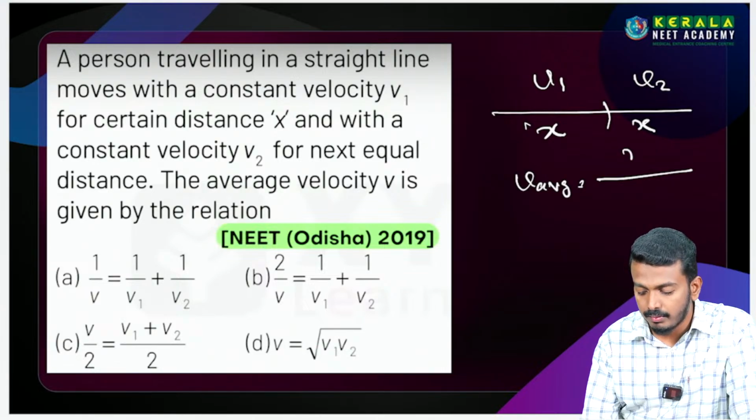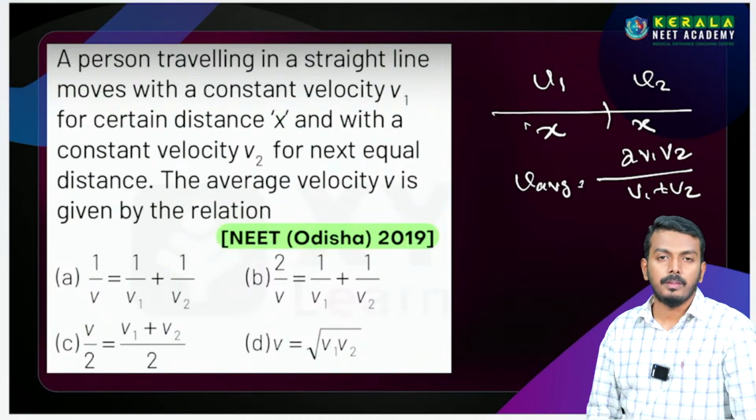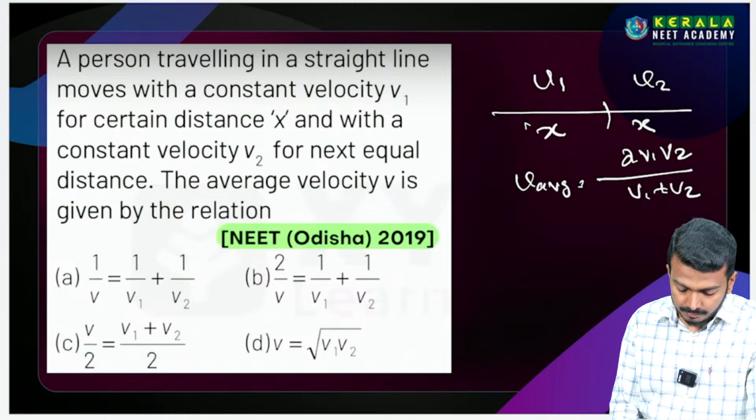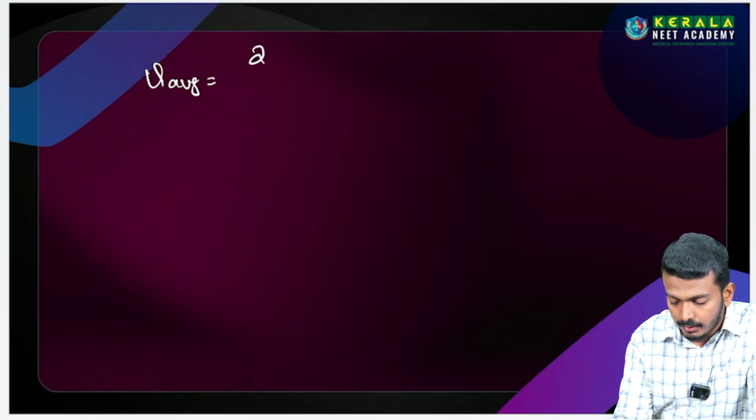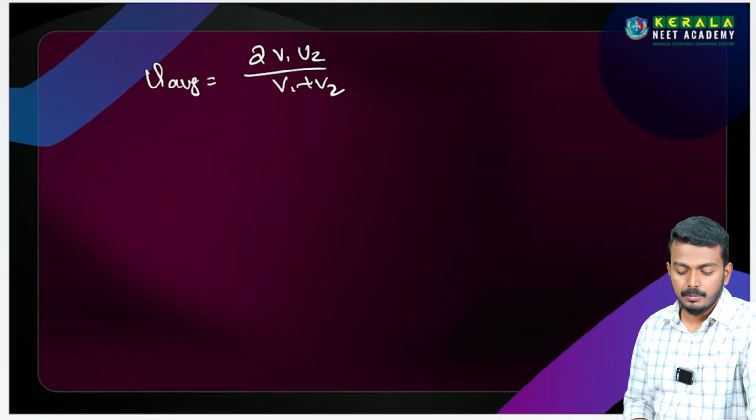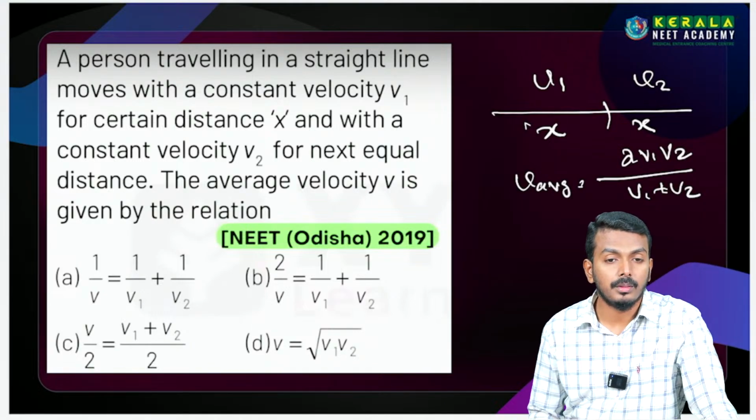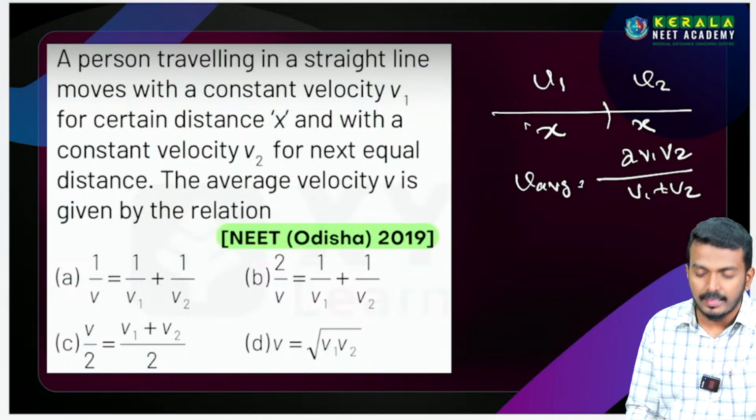What is the equation for average velocity? 2v1 v2 divided by v1 plus v2. Okay, this is the formula. So v average is equal to 2v1 v2 divided by v1 plus v2. But when we check the options, it seems no answer is there. But when you check clearly, actually the answer is there.